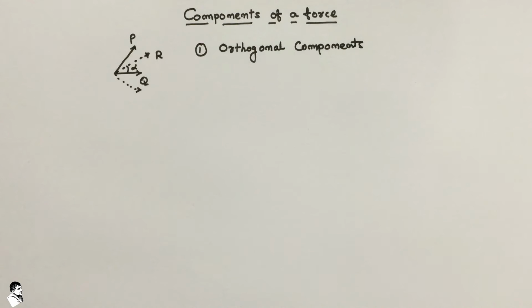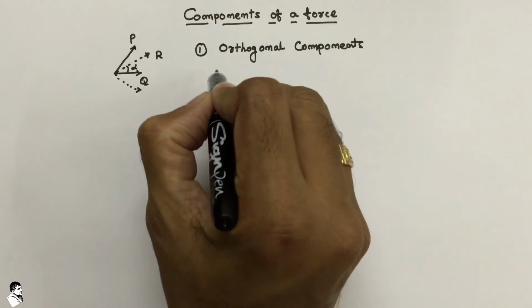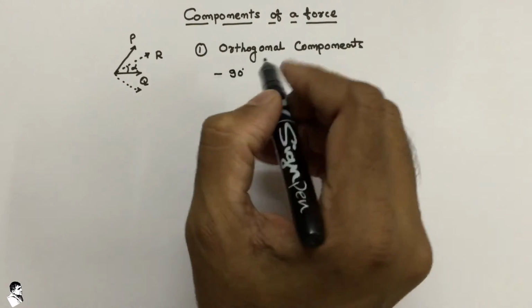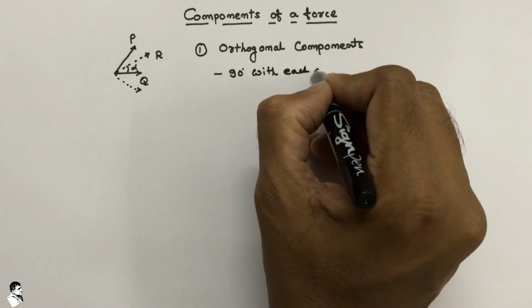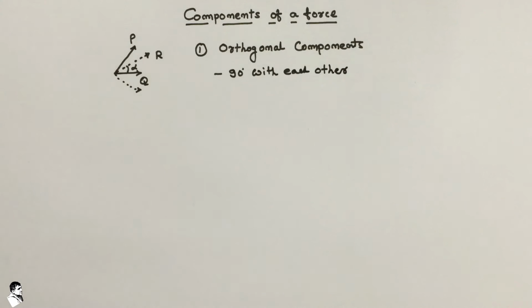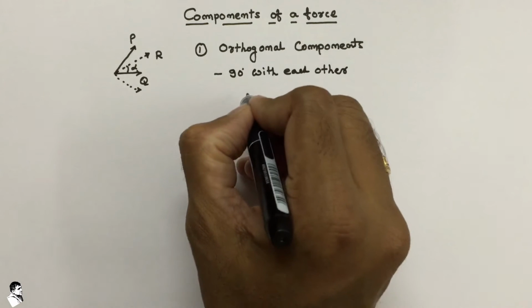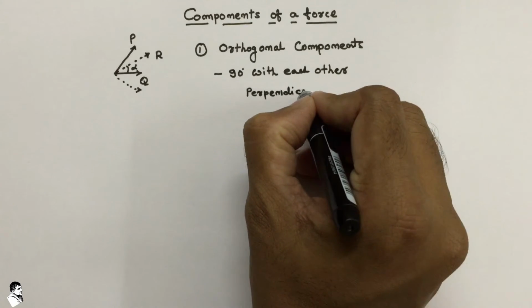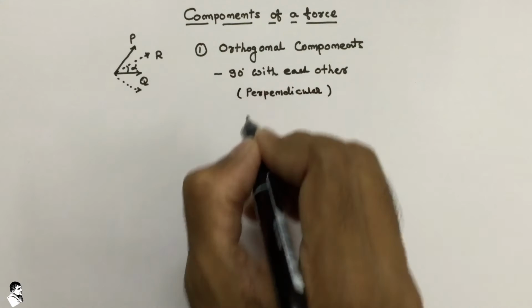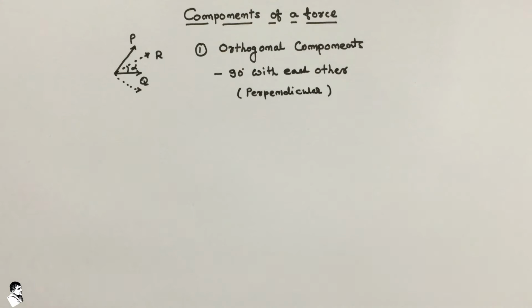By the name itself you can understand these are components that are resolved orthogonally. So that makes a 90-degree angle with each other. Right? Or you can say perpendicular. These forces, or we can say components, are perpendicular to each other.